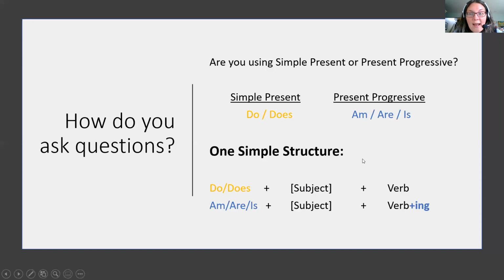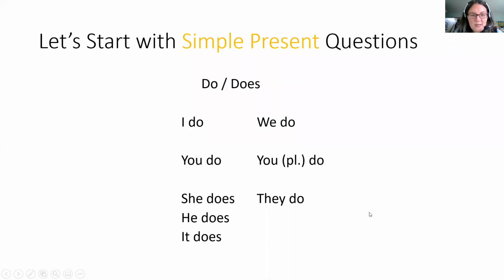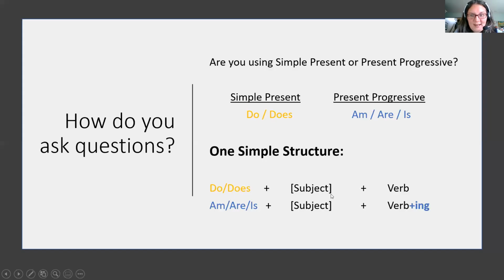If you are asking a question using the present progressive because it's happening now, you need am, are, or is, then your subject, then your verb. And here's the little tweak. Oh, did you catch that? It flipped right off, didn't it? Here's a little tweak. You need to add ing to the end of your verb. That's very important. Let's start with the simple present, all right? That's the easiest one.